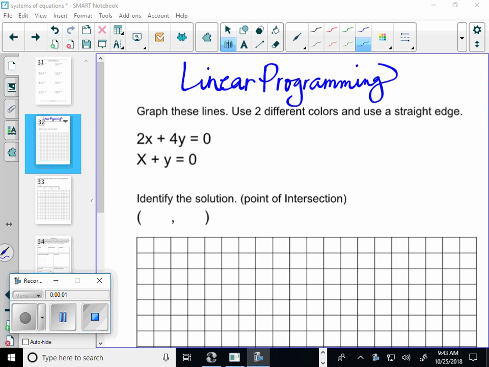Linear programming. What that means is we're going to be dealing with lines regarding real stuff. So it says graph these lines, use 2 different colors and a straight edge. It's important that you're accurate, because if you're computer programming and you mess up one key, it throws off the entire outcome of your program. So it's very important when we start talking about linear programming graphs that you're very accurate, which is why I want you to have 2 colors for this first page and a straight edge.